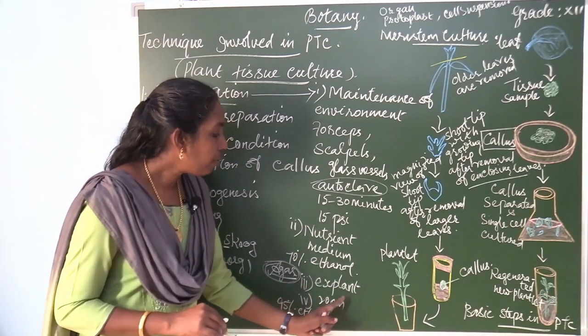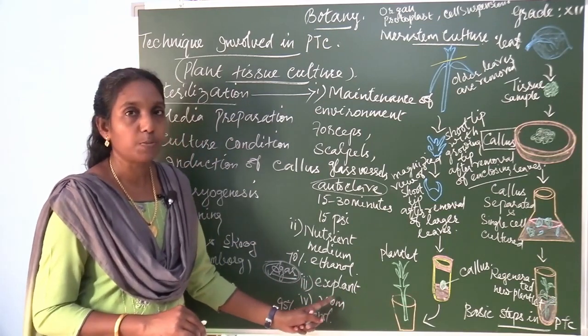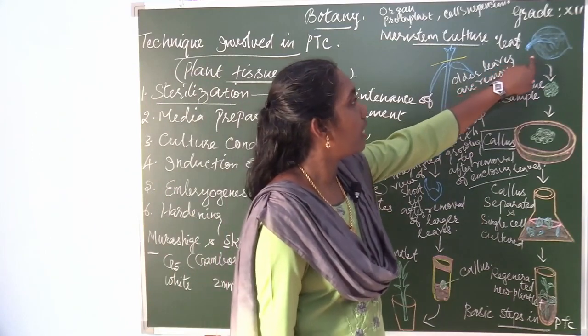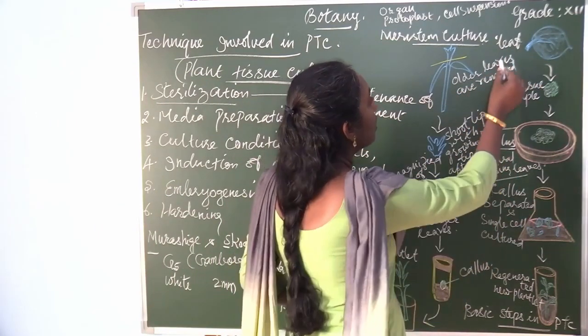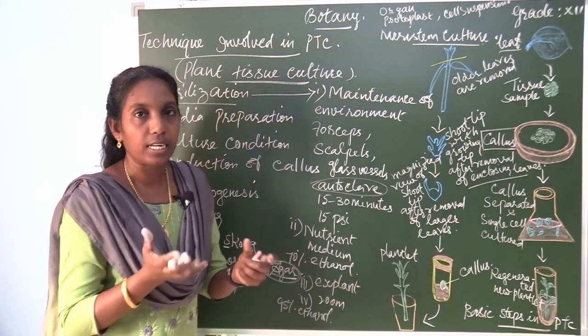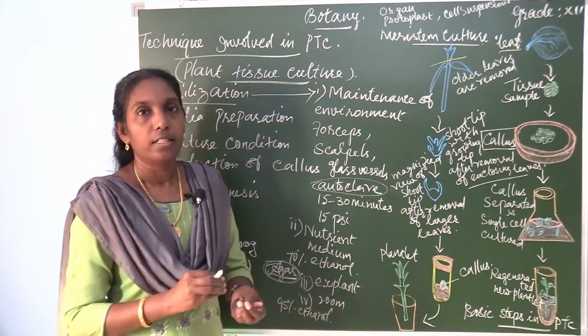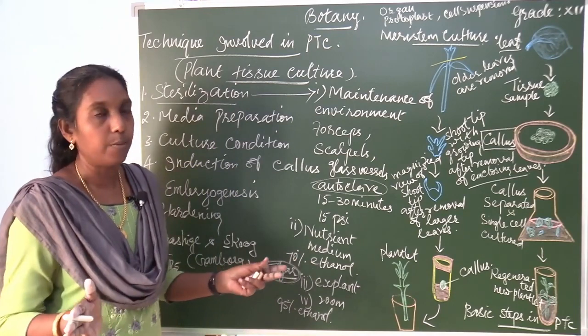And the explant must be sterilized. What is an explant? The plant part which is selected. Here the explant is selected as leaf. Here leaf is the explant. The leaf must be washed with running tap water, in which the debris can be removed.